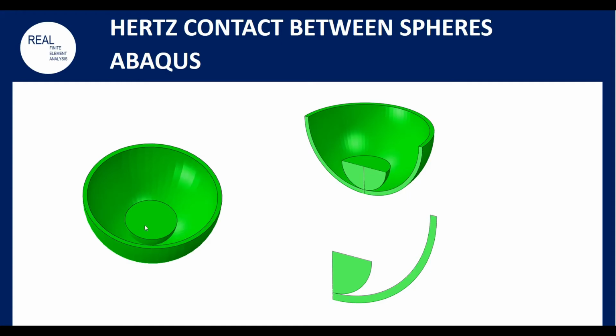To do so, the model we are going to use is just two hemispheres in contact by the internal face of the big one. So it doesn't matter if it is a hemisphere or a sphere, the important thing is the point of contact. So if we cut it by 2, we can see this is the small sphere, this is the big one.